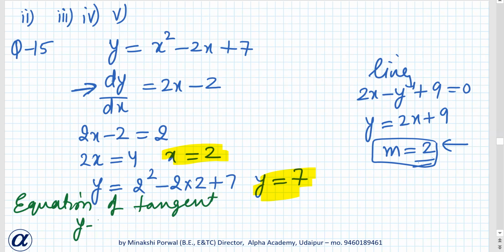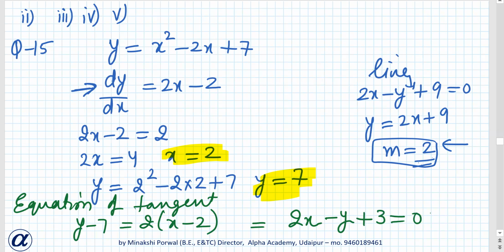y minus y1 equals m into x minus x1. That is equal to 2x minus y minus 4 and 7. So minus 3 equals 0. This will be the answer.